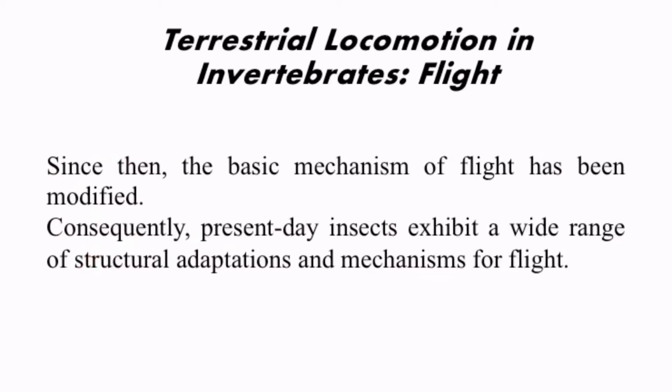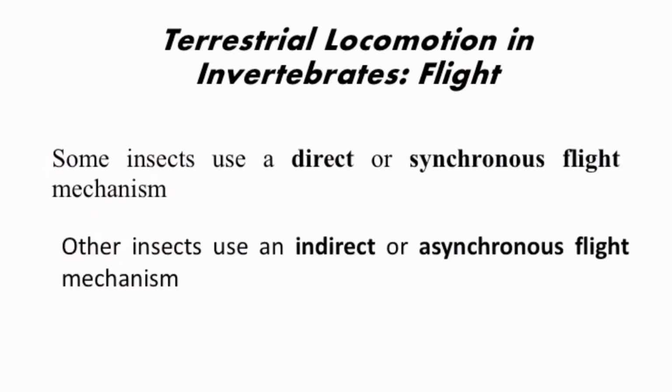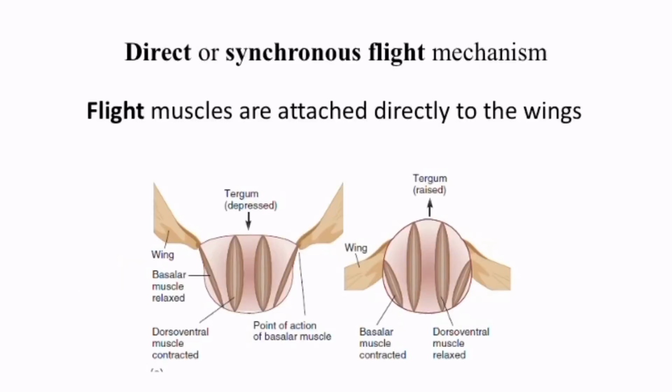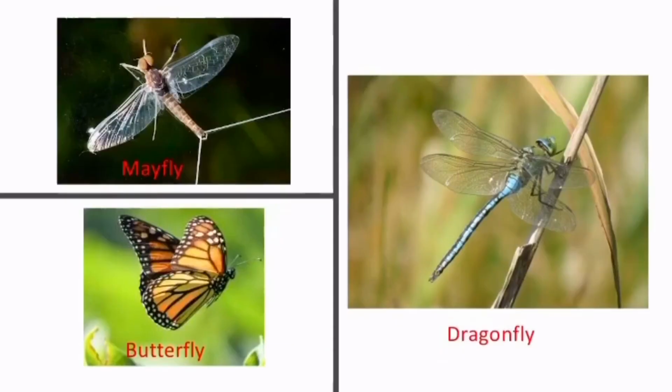Insects are the only group of invertebrates that have evolved wings and flight. Some insects use a direct or synchronous flight mechanism, while other insects use an indirect or asynchronous flight mechanism. Direct or synchronous flight mechanism. In this case, flight muscles are attached directly to the wings. For example, here you see the wing of an insect, and these are the muscles which are attached directly to the wings. This type of flight is exhibited by dragonflies, mayflies and butterflies.